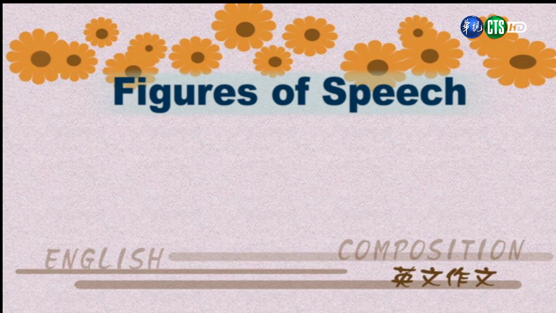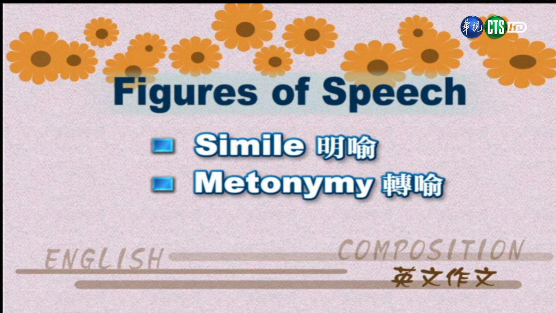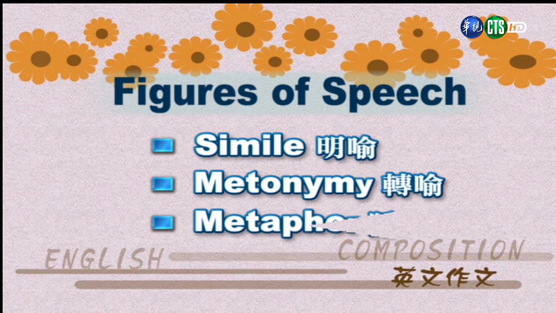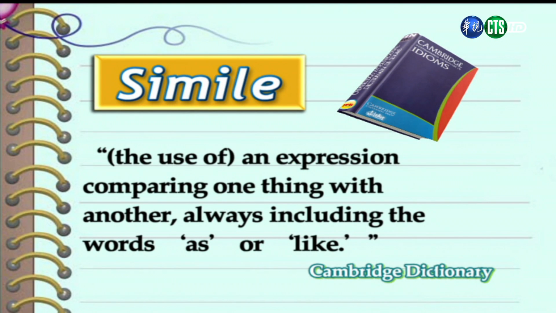And now we're going to introduce you to three types of figures of speech. And these are simile, metonymy, and metaphor. All right, so now let's talk about the definition for simile first. According to a definition in the Cambridge Dictionary, a simile is the use of an expression comparing one thing with another, always including the words as or like.